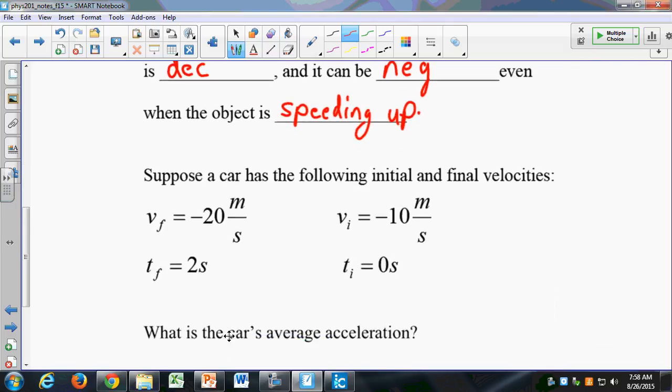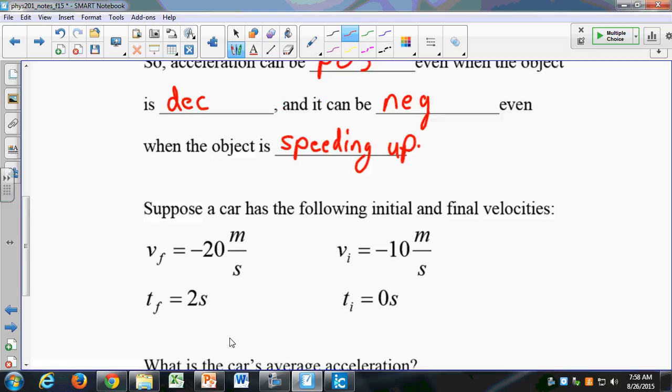So we can look at these numbers. If I have VF is negative 20 and VI is negative 10, what direction is it moving, to the left or the right, this object? It's moving to the left, right? It's moving to the left because this sign says that it's in the negative direction. What is happening to the speed here? Is it increasing or decreasing? It's increasing. It was going a speed of 10 meters per second. Now it's going a speed of 20 meters per second. All right. So what is the sign of the acceleration in this case? Is it positive or negative?